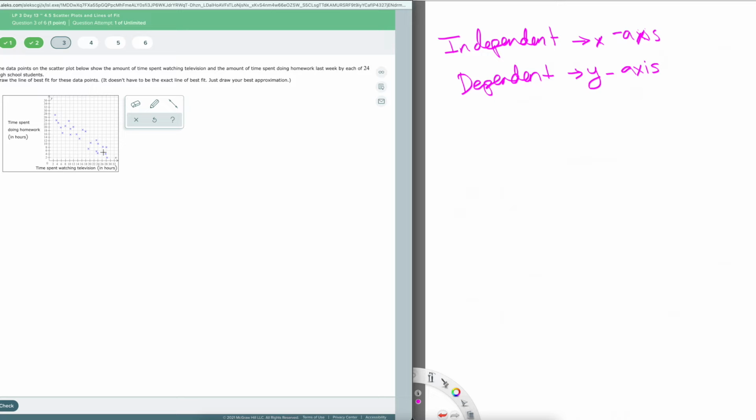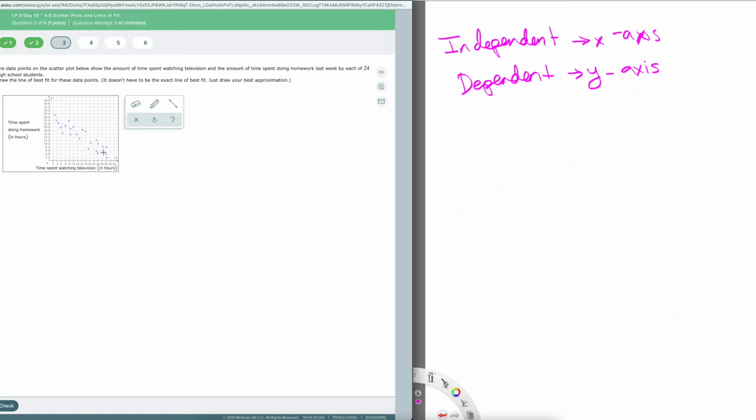So you don't want it to be too far up or too far down. But there's more than one line of best fit. There isn't just one answer to this one. Some students may get it in one spot and some students may tweak it just a little bit. That's okay as long as it's pretty close to the middle of the data.